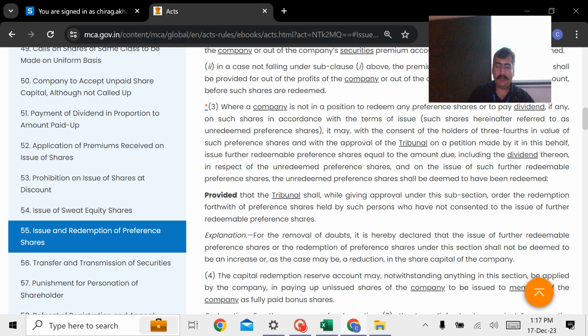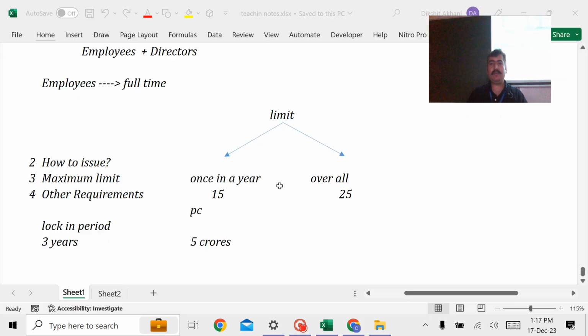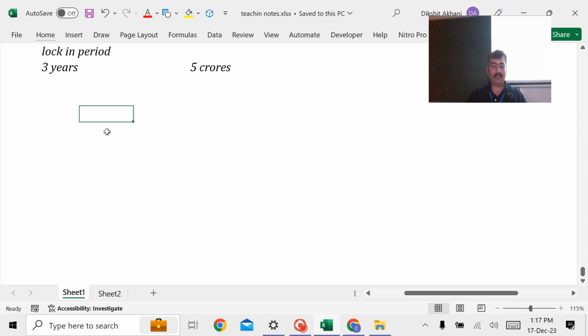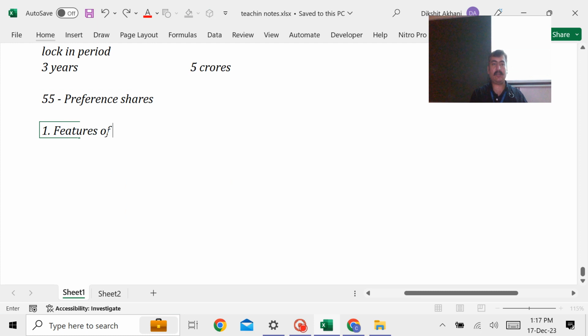Okay? So basically, we have these many questions to face under section 55, right, from the exam point of view. Section 55, which talks about, obviously, preference shares. All right. So first is the features of preference shares. ये आपका पहला टॉपिक होना चाहिए. Preference shares.